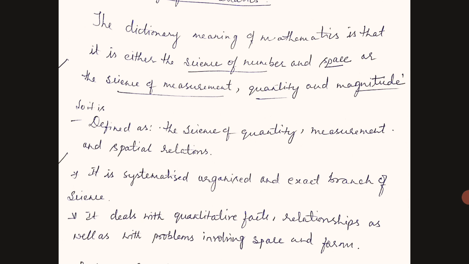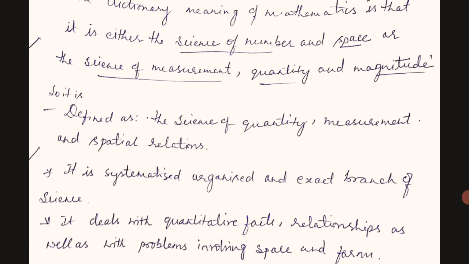So the dictionary meaning of mathematics is that it is either the science of number and space or the science of measurement, quantity and magnitude. Earlier it was said that way, but it is later defined as a science of quantity, measurement and spatial relations. It is a systematized, organized and exact branch of science. Yes, mathematics is one of the branches of science, but it is added with the exact branch of science because exactness is one of the characteristics of mathematical concepts.